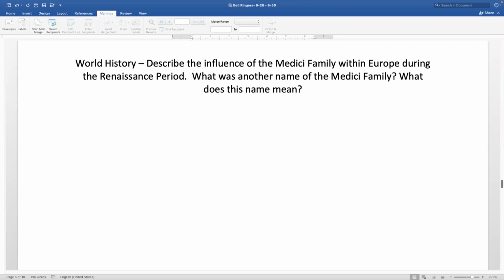All right, so describe the influence of the Medici family within Europe during the Renaissance period. What was another name for the Medici family? And what does that name mean?